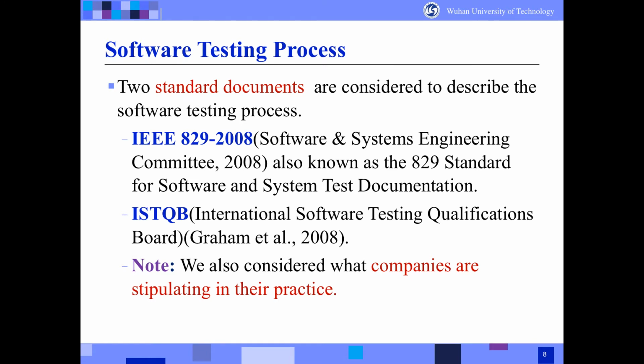One is the very famous IEEE 829-2008, also known as the 829 standard for software and system test documentation. The other one is a very popular one, ISTQB, the International Software Testing Qualifications Board, published in 2008, which has different versions recently. Also, this research is conducted in a software company in Sri Lanka, so we also considered what the company stipulates in its practice.